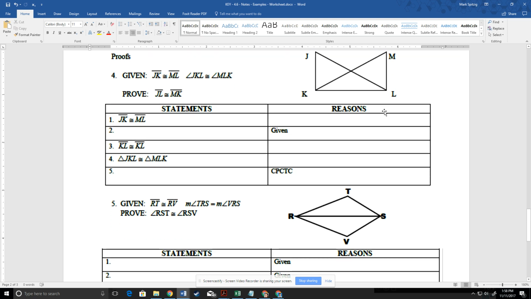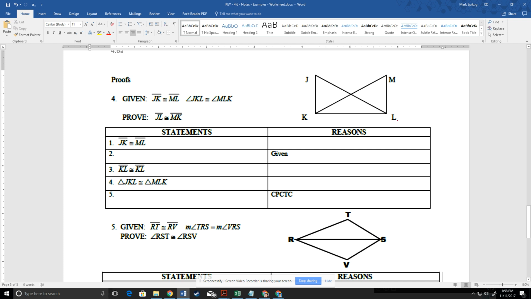All right, so here we go. We've got JK is congruent to ML. That, of course, is given information. I'm not done with that yet. I've got to mark it. JK is congruent to ML. There we go. Then the second given, which is our reason there, is that angle JKL is congruent to angle MLK.